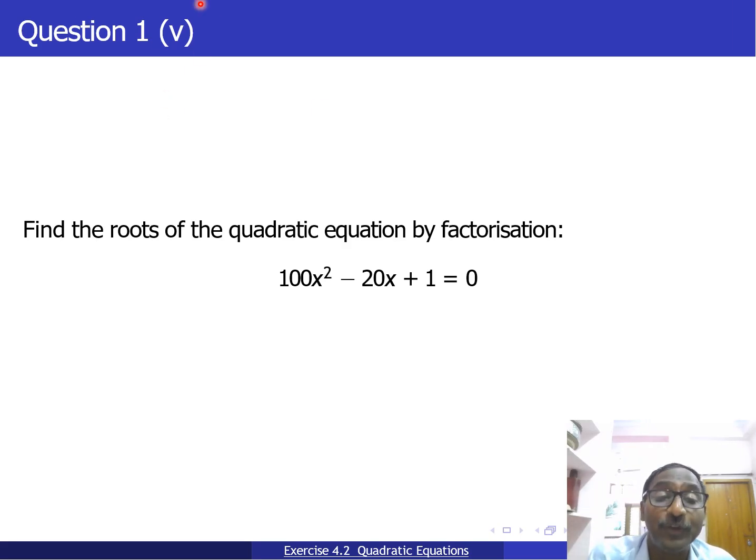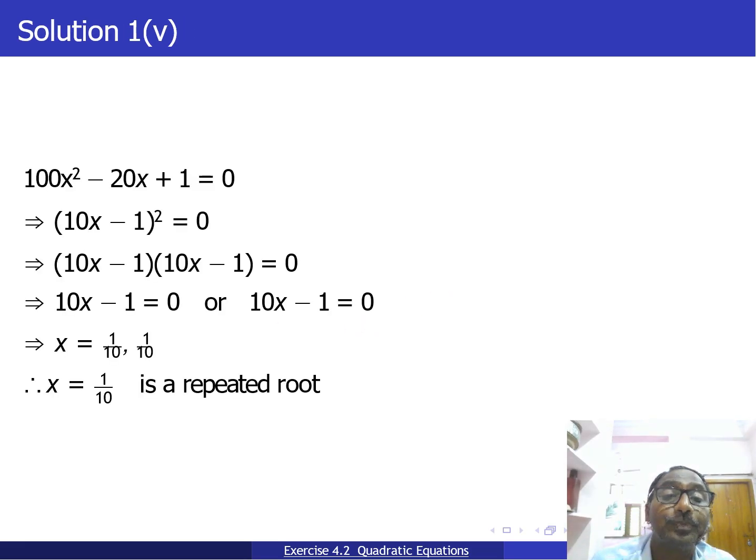Question 1, fifth bit. Find the roots of the quadratic equation by factorization. 100x square minus 20x plus 1 equals 0. There implies 10x minus 1 whole square equals 0. So this also can be written using a square minus 2ab plus b square.